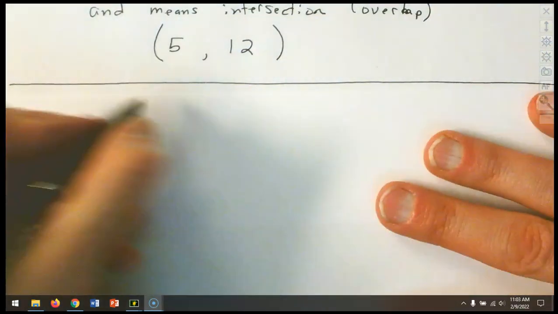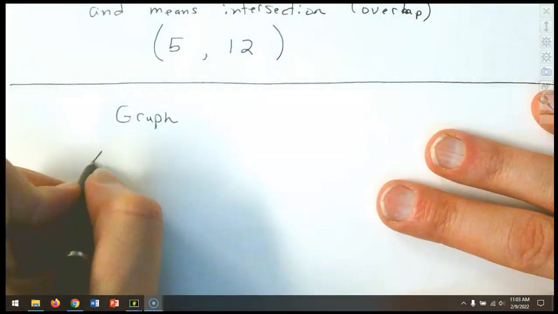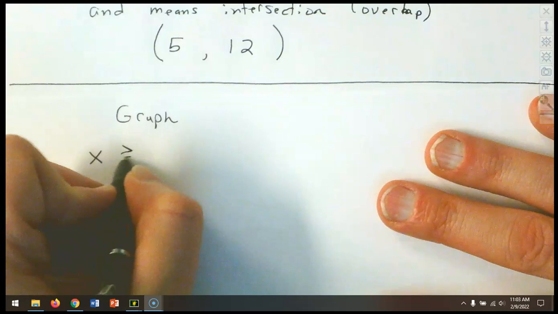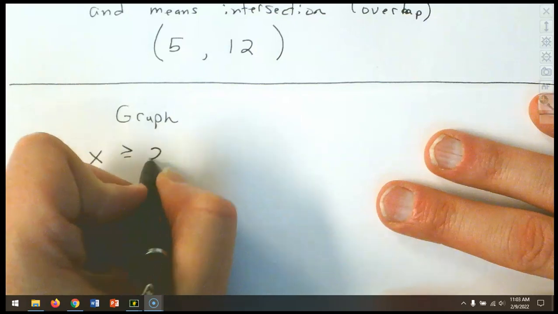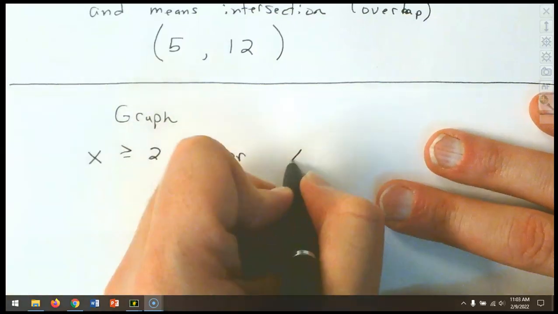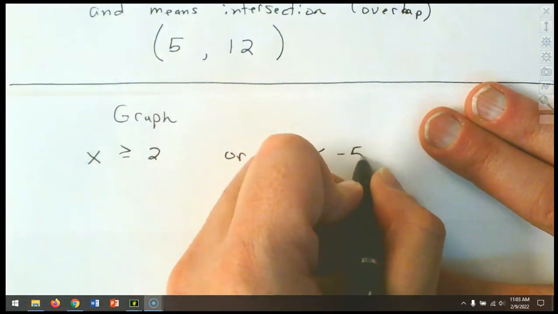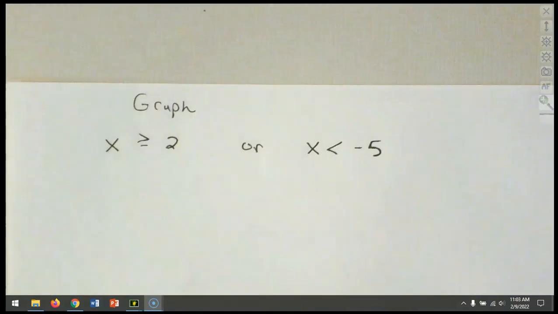Let's look at this one. And again, we're just going to graph these. How about we say x is greater than or equal to 2, or x is less than minus 5. Okay, this one's going to give us a little bit of a different answer here. So let's see what we got on this one.